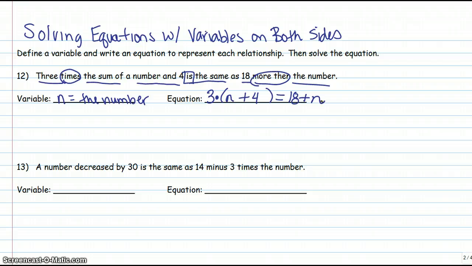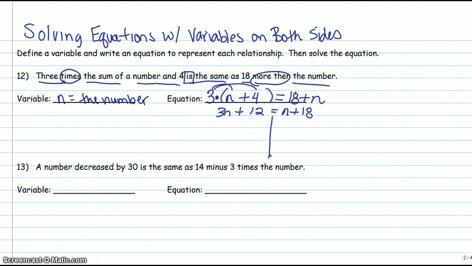Alright, we're going to solve the equation. Remember, anytime we have parentheses with a number on the outside, that indicates that we need to use distribution. So we're going to do that first. 3n plus 3 times 4, which is 12, is going to equal 18 plus n. And if you'd rather write it as n plus 18, you can definitely do that.